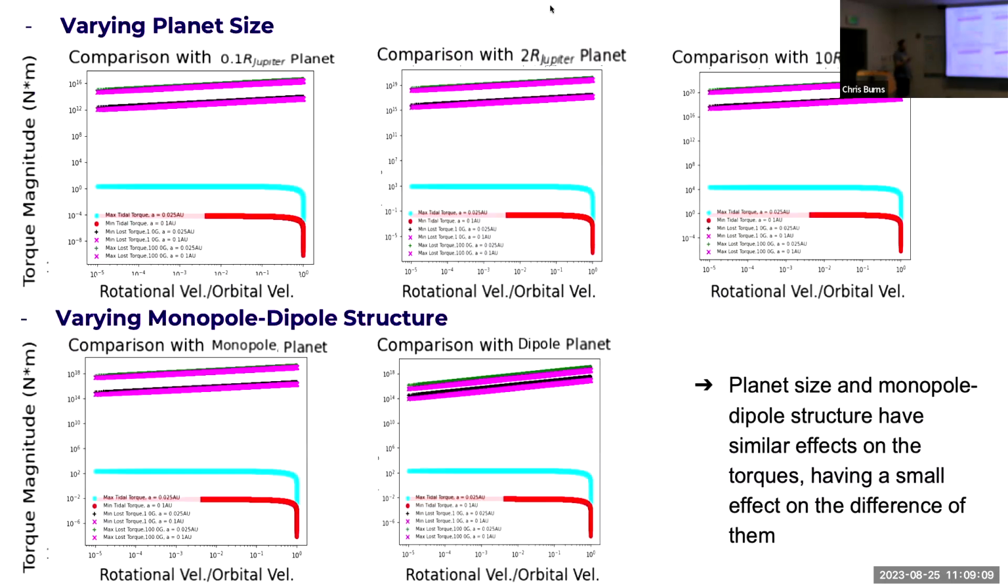Here I'm doing a similar thing for planet size. We have a 0.1 Jupiter size planet here, 2 Jupiter sizes, and 10 Jupiter sizes. But as you can see again, we don't see any overlap.